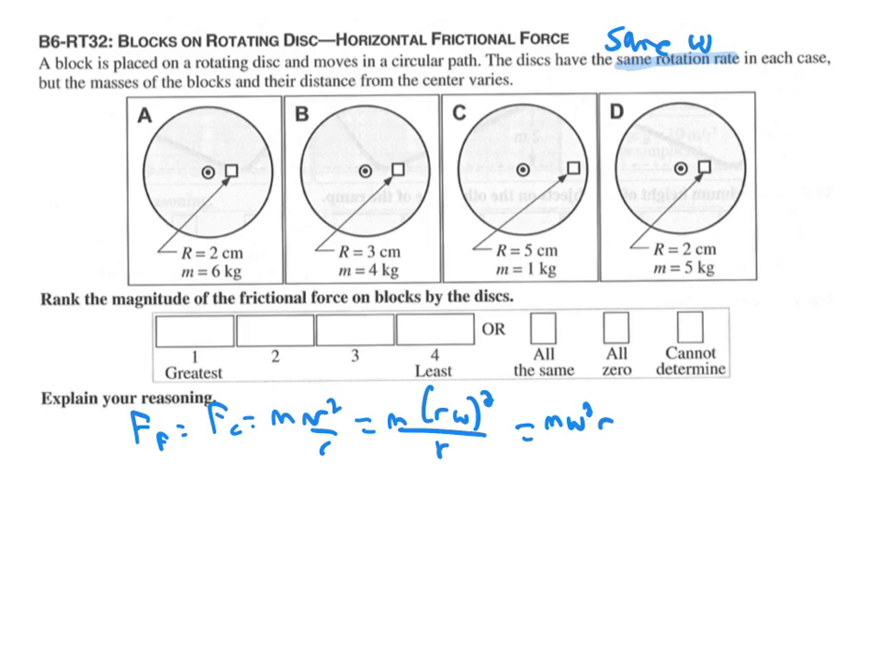And we see that omega is the same, so the frictional forces will be ranked according to the product of m times r. If we go up to the figure, we can see m times r here is 12, and this is also 12, this is only 5, and this is 10. So the answer would be A is equal to B, and they are greater than D, which is greater than C.